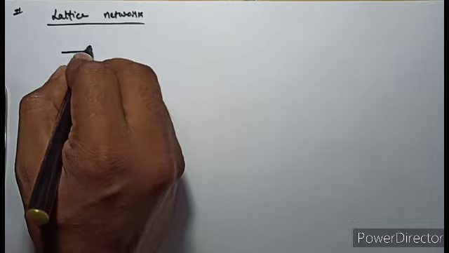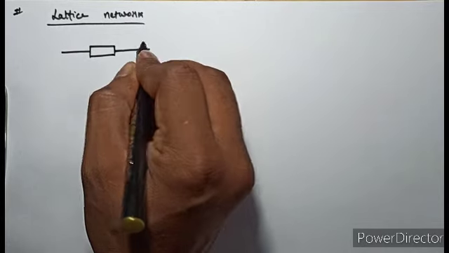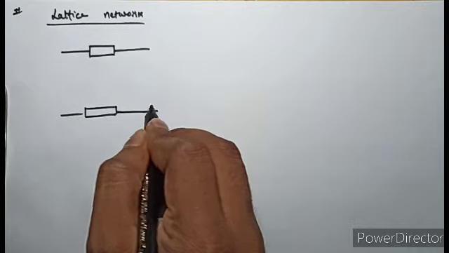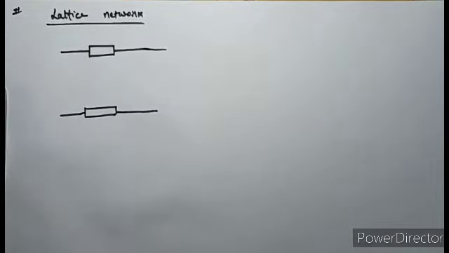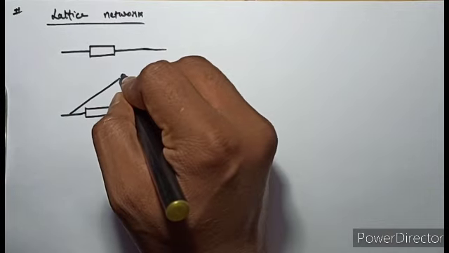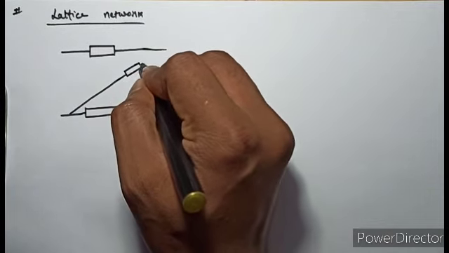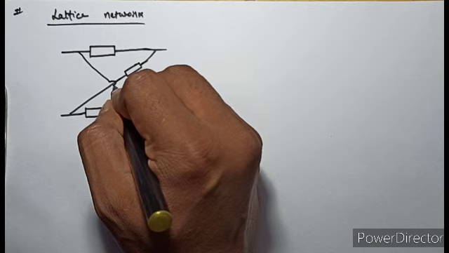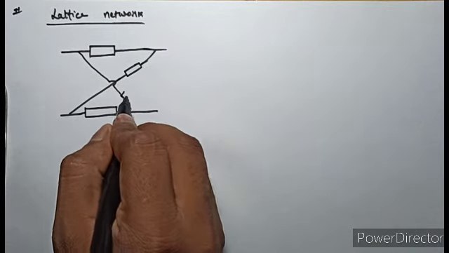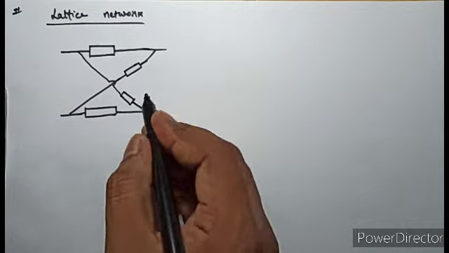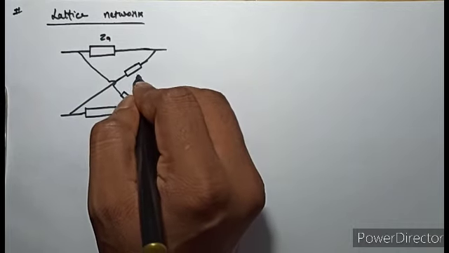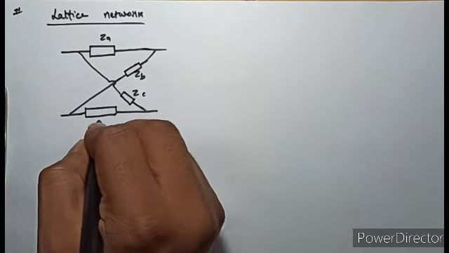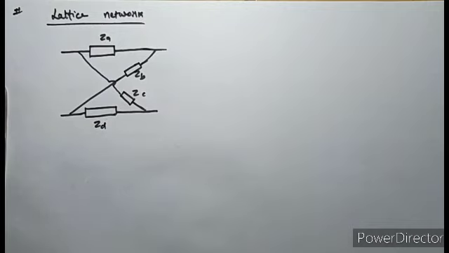In this network there are two series arms. These two arms are called series arms, and these two arms are called diagonal arms or shunt arms. This is ZA, this is ZB, this is ZC, and this is ZD.